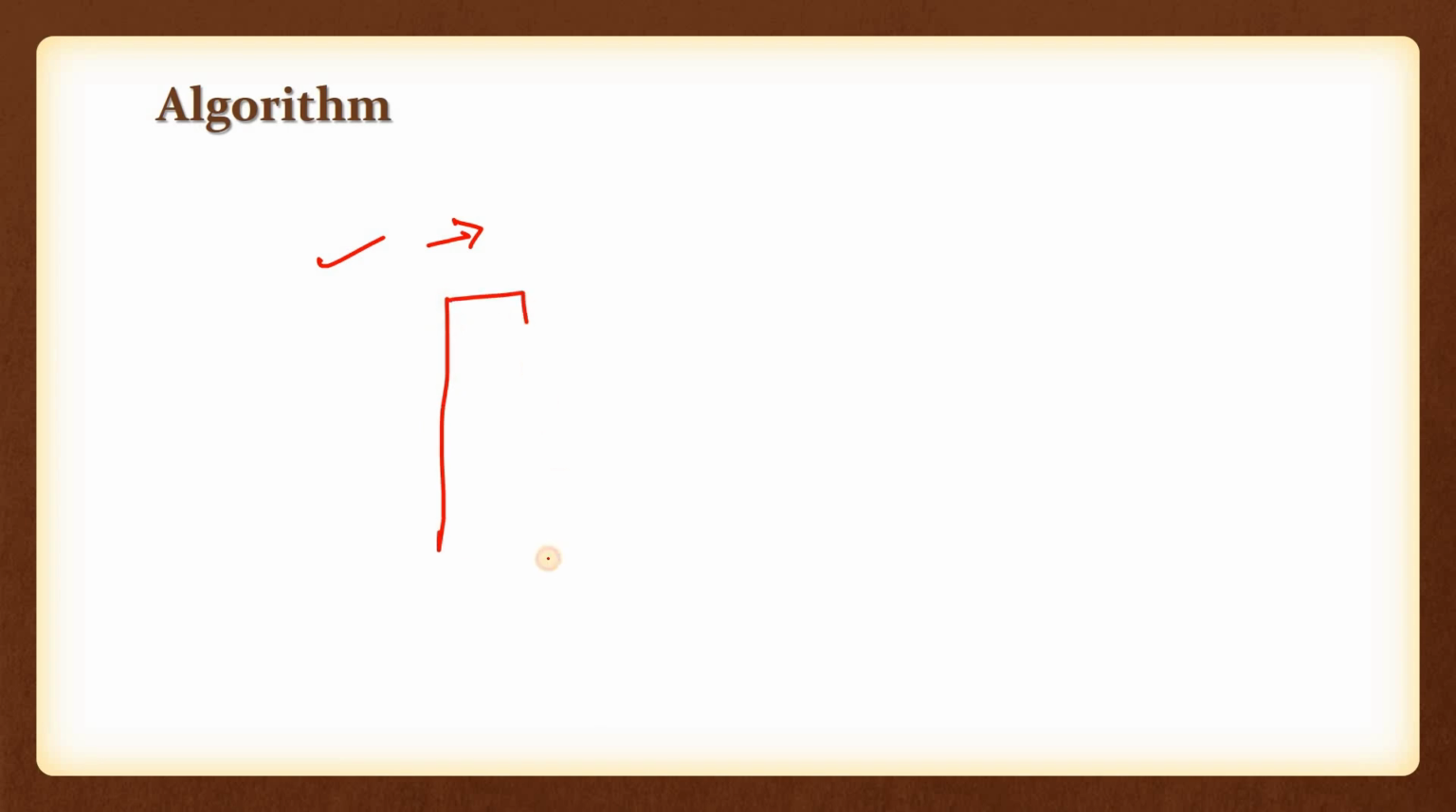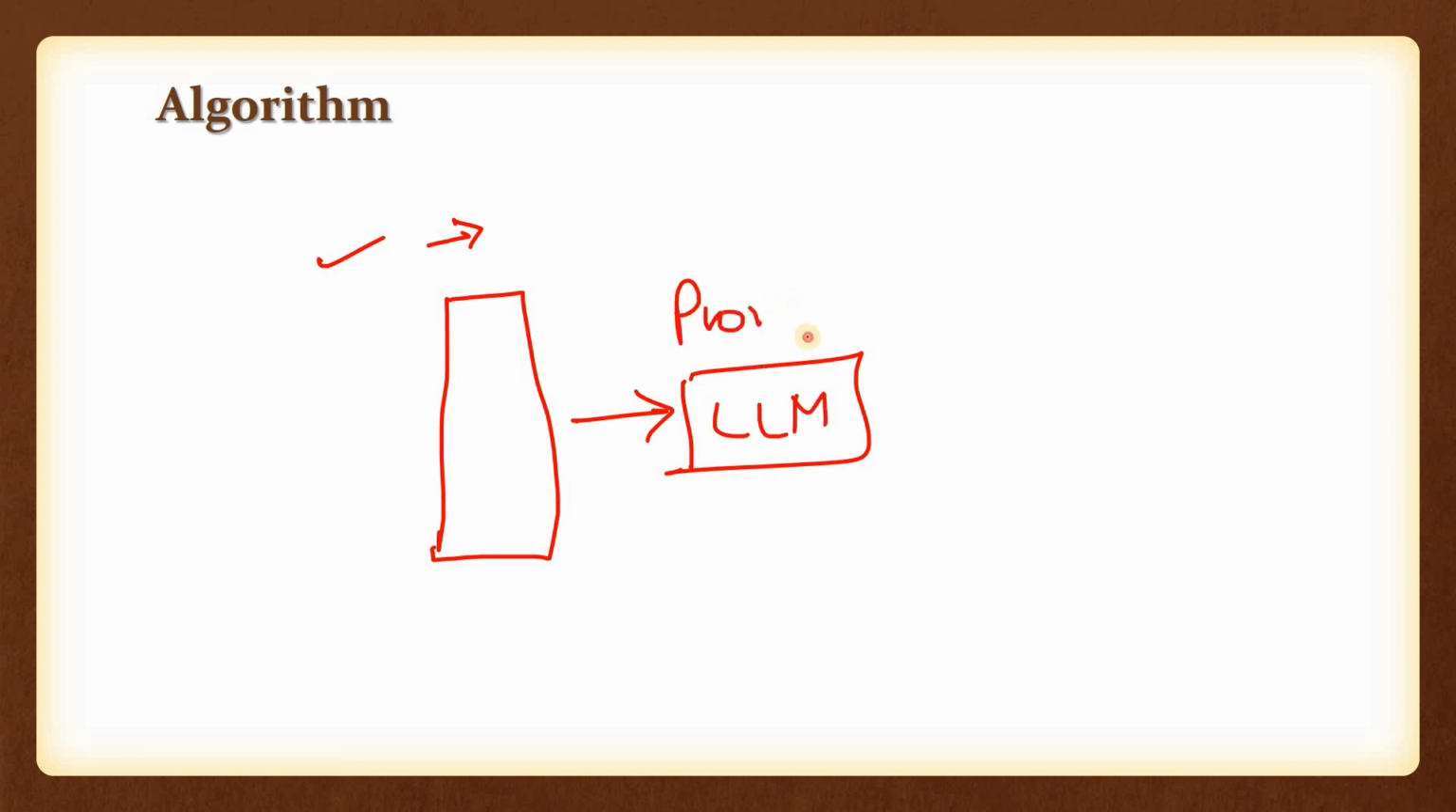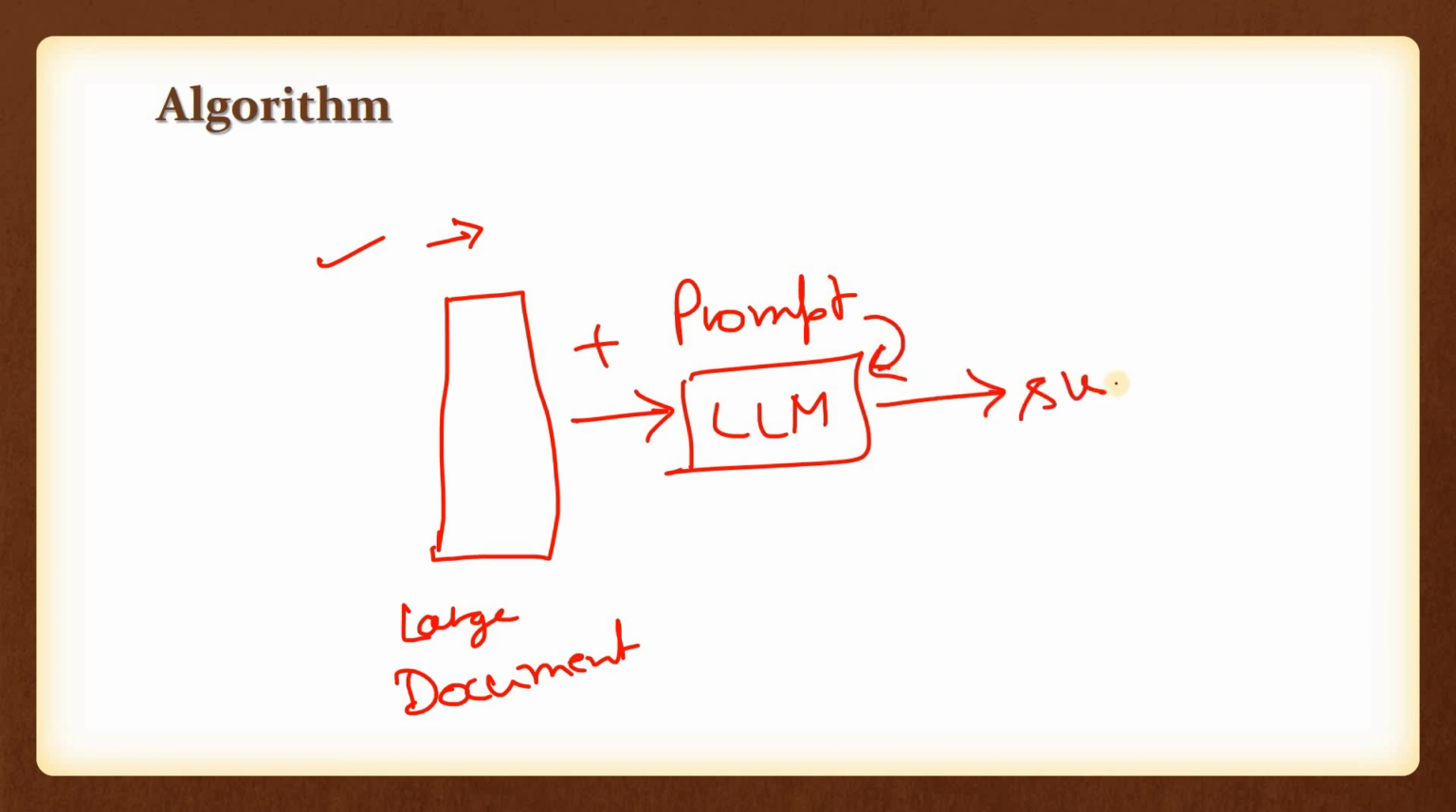So basically I am trying to say we will have a large document. We will pass it via our LLM model with a prompt. So here the large document plus prompt will be fed to the LLM, and we can hope that the LLM can provide us the summary, right?